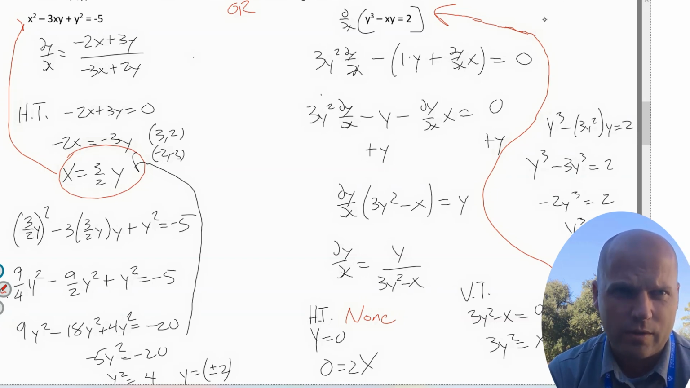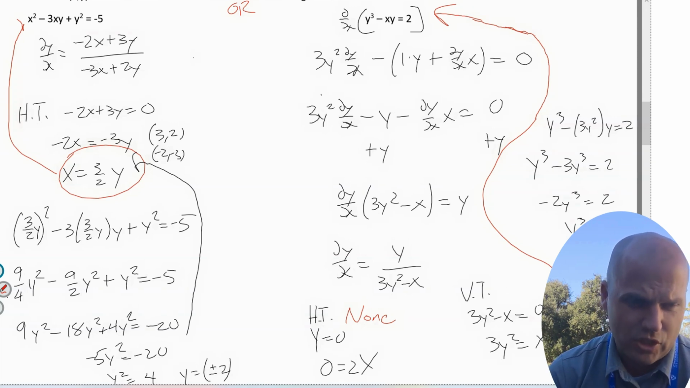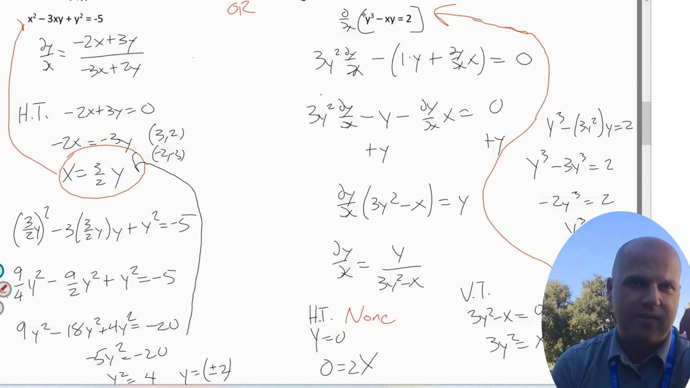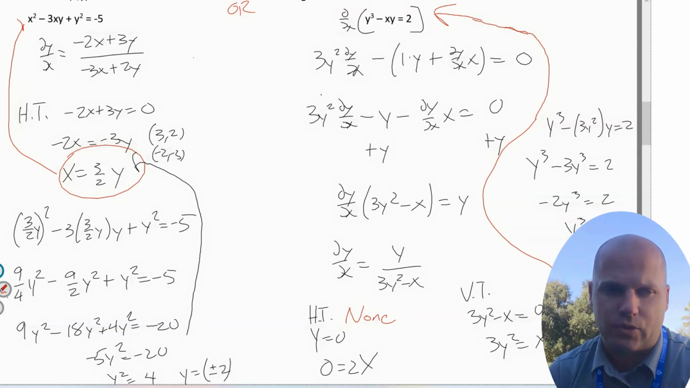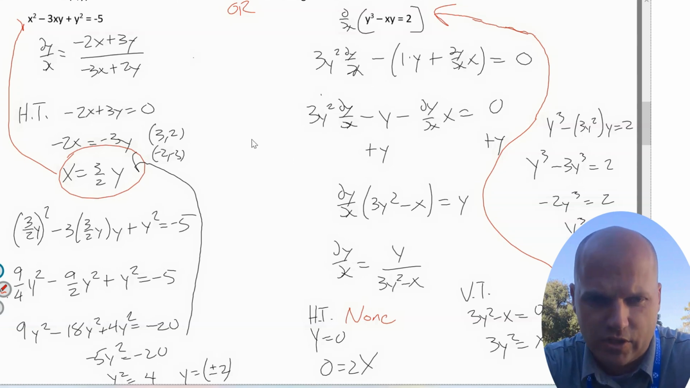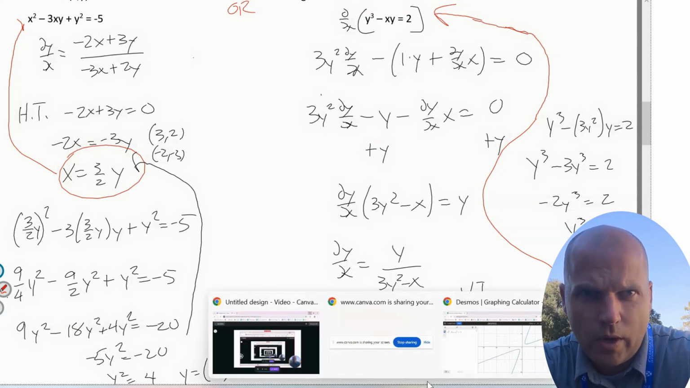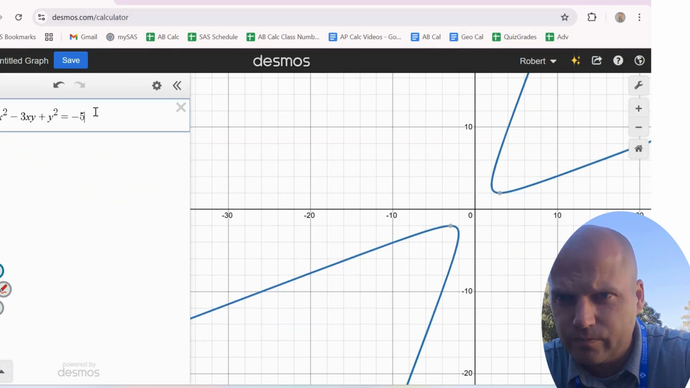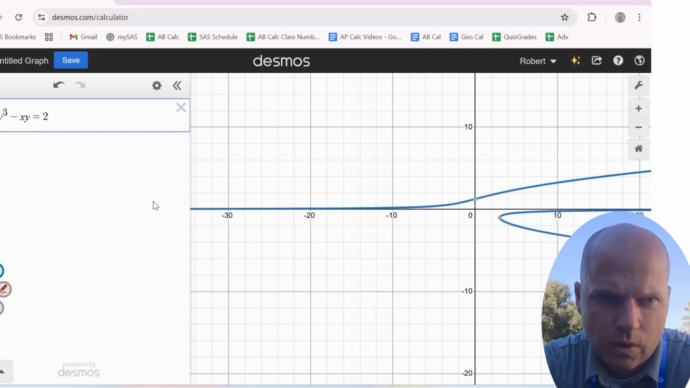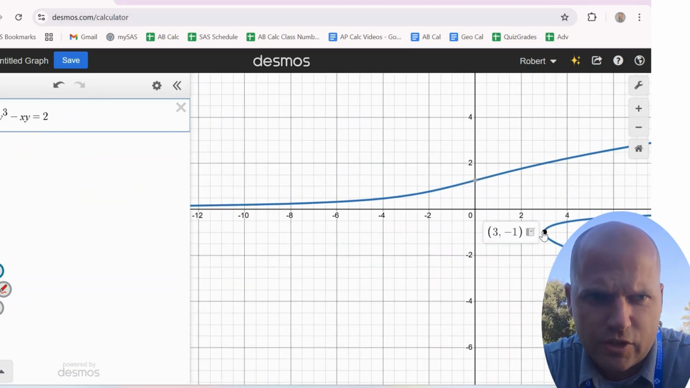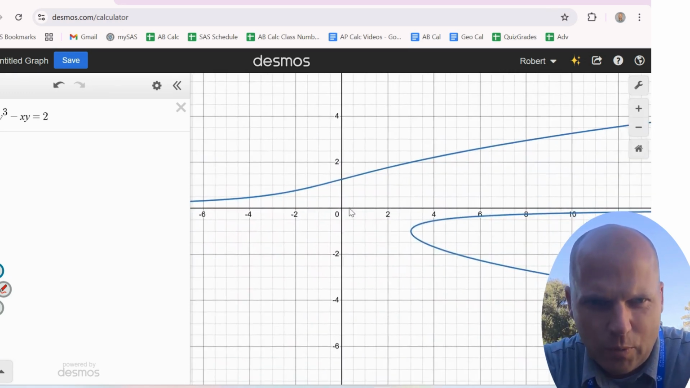When y is negative 1, x is 3. Plug it back in here. You can actually plug it into the original, y cubed minus xy equals 2, and get negative 1 plus x equals 2, and you get x equals 3. So that's really interesting. And there's the vertical tangent at (3, negative 1), and there's no point where y equals 0.